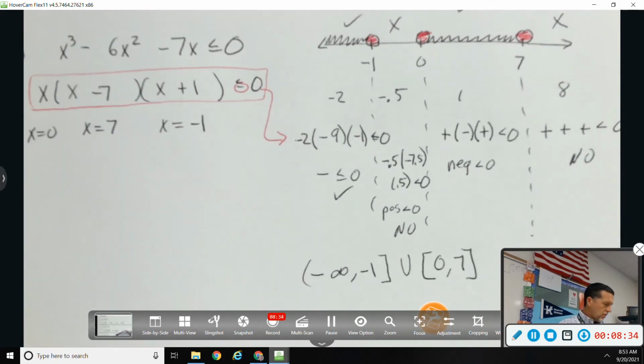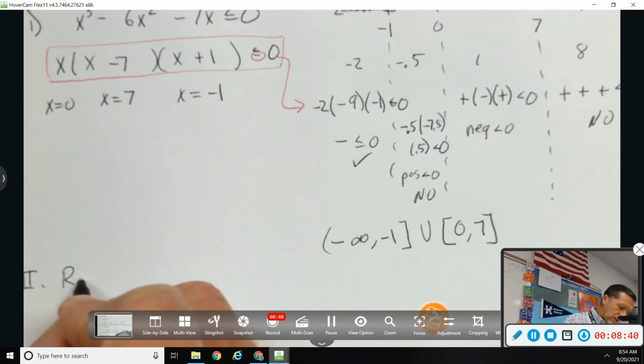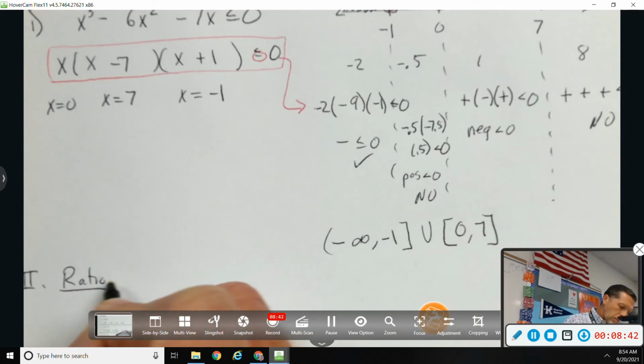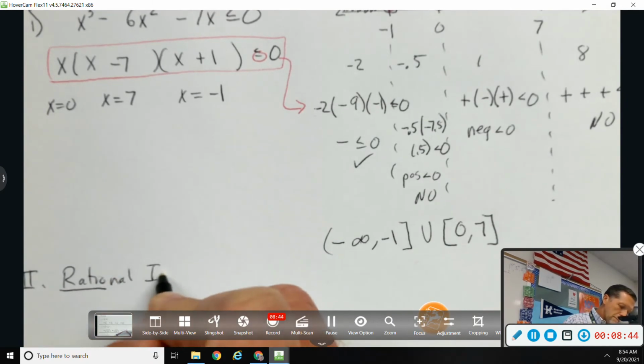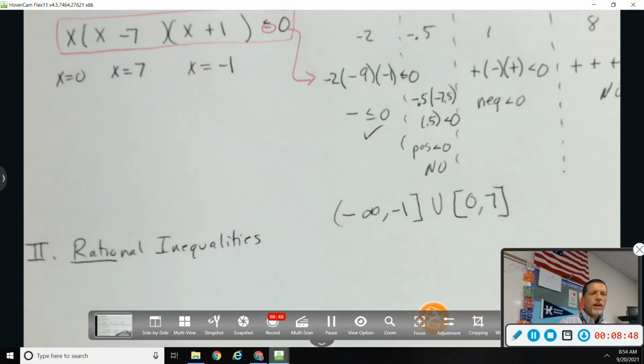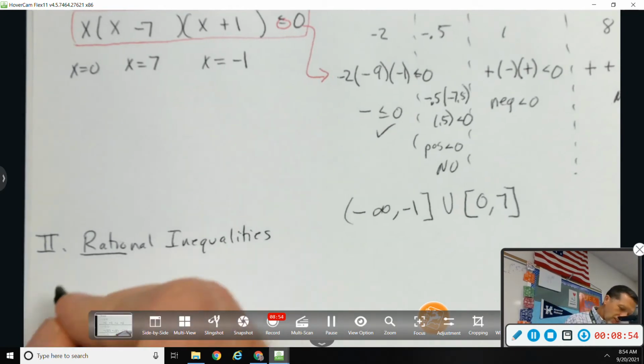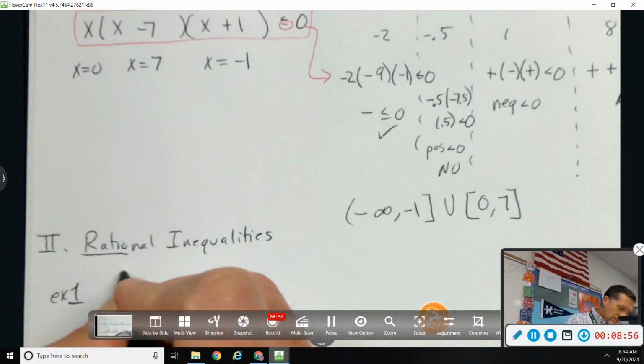Let's skip an example and go straight to rational inequalities. Because the steps are the same, except it's a little bit different because now we have a top and a bottom.